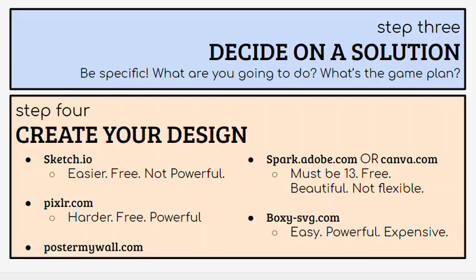Now, these other 3 websites all will at some point ask you to pay for them. The Poster My Wall, Adobe Spark, and Canva are all totally free. You do not have to pay anything for them. But all 3 of them will limit you either in resolution or by giving you a watermark on your final design. The Spark and the Canva.com specifically, you must be 13 in order to use them. You have to create an account on those websites. Go ahead and use your Google account, your school Google account. Create an account, but you must be 13 in order to use them.